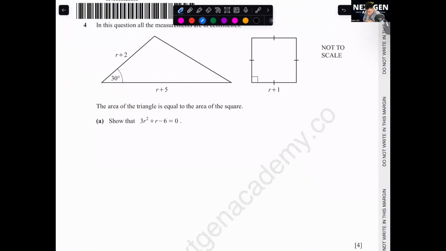The area of the triangle is equal to the area of the square. Show that 3r squared plus r minus 6 is equal to 0. Okay, so we need to find the area of both of these. This is a non-right angle triangle, so we're going to use the formula 1 over 2 AB sine C. We have the crocodile mouth like that. The middle here will be the angle C. A, B, doesn't matter whichever side.